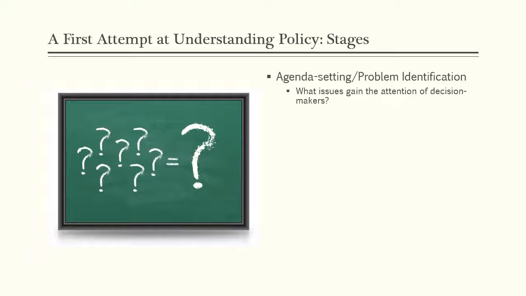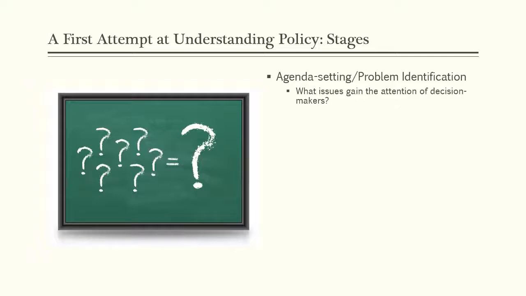The first step in the policy stages model is agenda setting, or sometimes called problem identification. Agenda setting has to do with the issues that are under consideration by decision makers at any given point in time. Identifying agenda setting as a distinct component of the policy process is useful because it helps us to understand the actions of particular policy actors, a term for people who are active in the policy process.